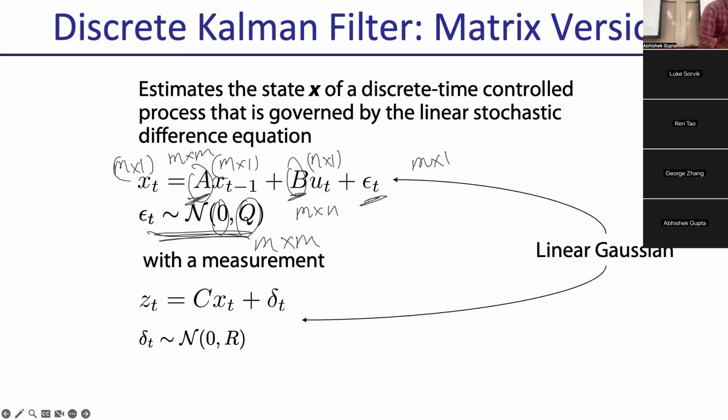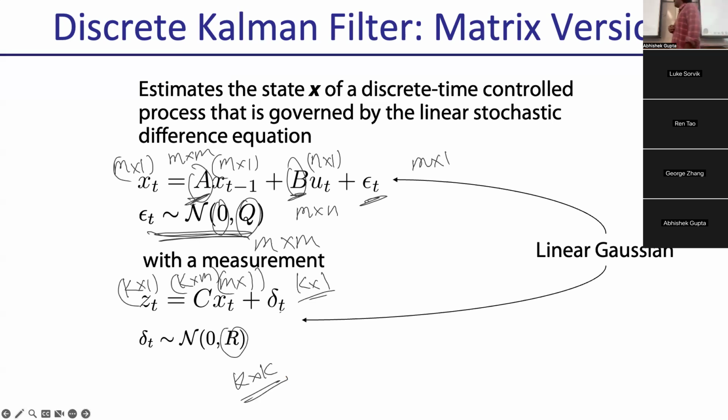Similarly, with your measurement, let's say your measurement was of size k by 1. Your state was m by 1, so your C is going to be k by m. Your delta is going to be k by 1, and R is going to be of size k by k. So it's just the matrix version of your scalar.